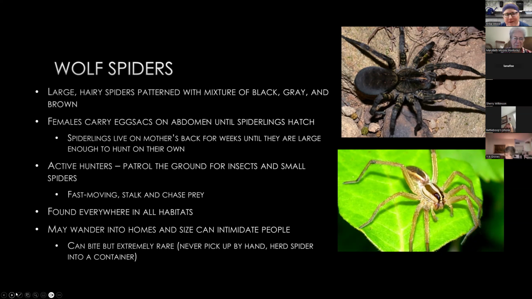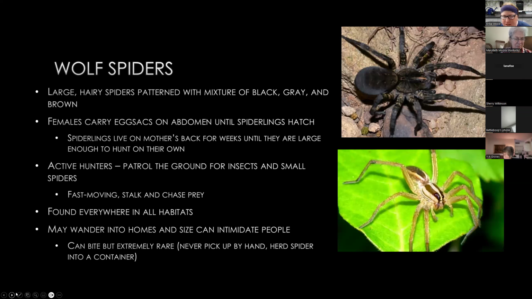So talking about fuzzy, let's go to our wolf spiders. This is one of the spiders that always intimidates people because they wander into our homes and they could be very large, and just the size of it worries us like it's going to be really bad. And it's not. These can bite, but it's extremely rare. They're really only going to bite you if you're mishandling it and it just feels threatened.